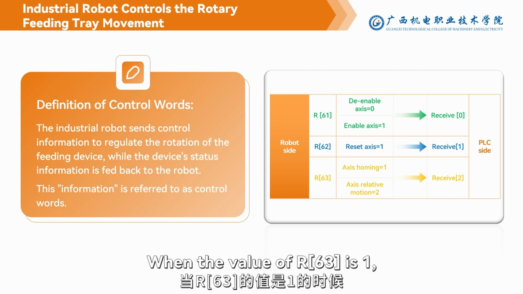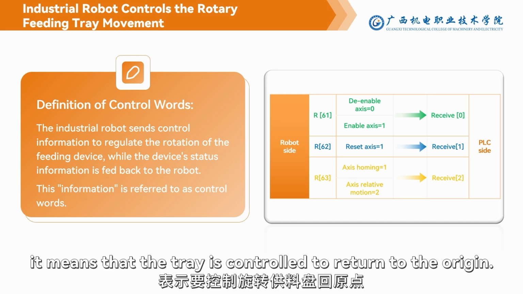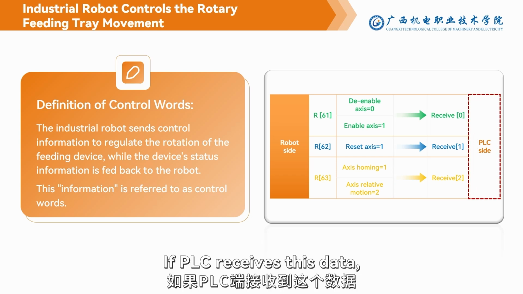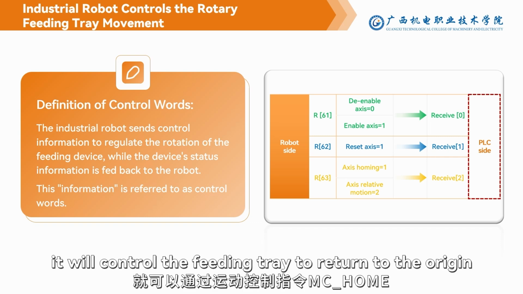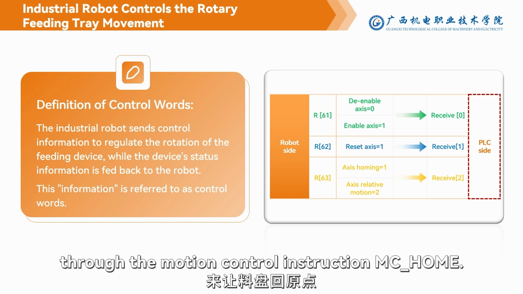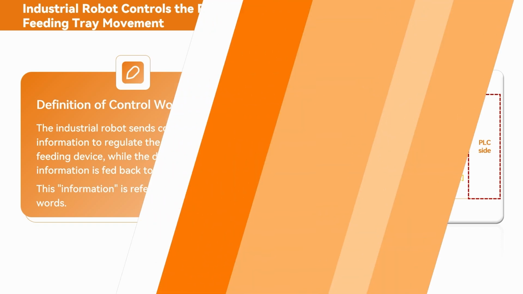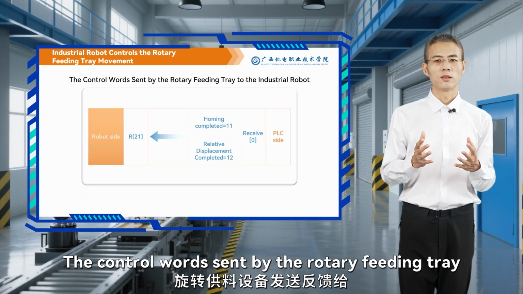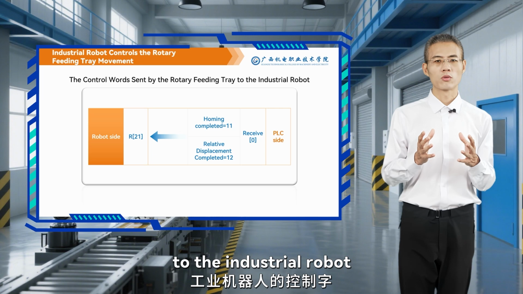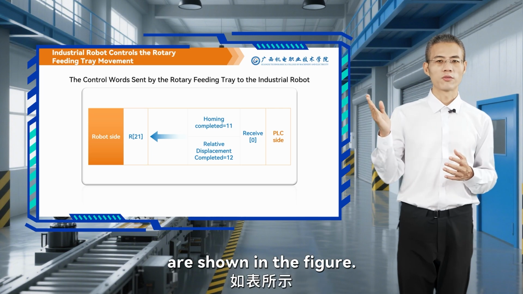The control words sent by the industrial robot to the rotary feeding device are shown in the figure. Take R63 as an example. When the value of R63 is 1, it means that the tree is controlled to return to the origin. If the PLC receives this data, it will control the feeding tree to return to the origin through the motion control instruction MC_Home. The control words sent by the rotary feeding tree to the industrial robot are shown in the figure.